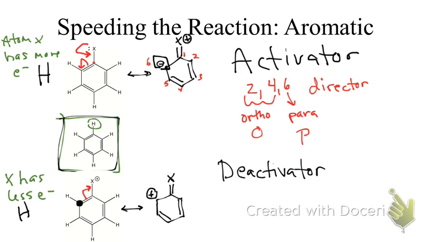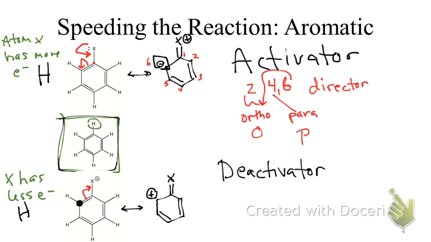Oh, shoot. Darn it. I can't really bracket that as neatly, can I? So 4 is para. Sorry about that. I should have grouped that better to begin with. 2 and 6 are your ortho positions, and 4 is para.